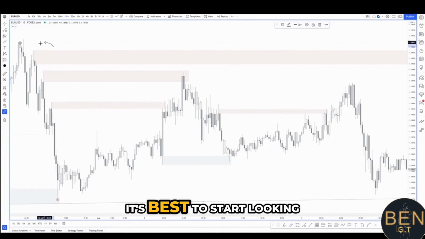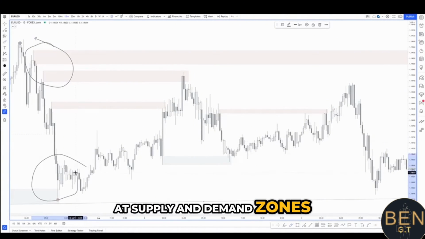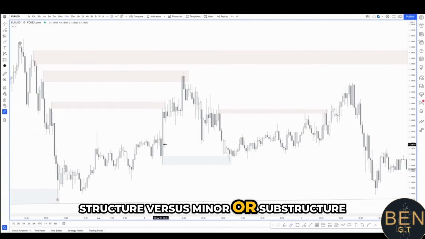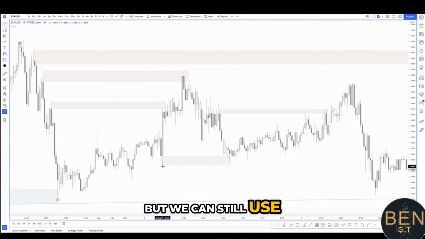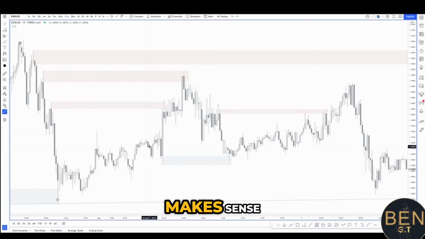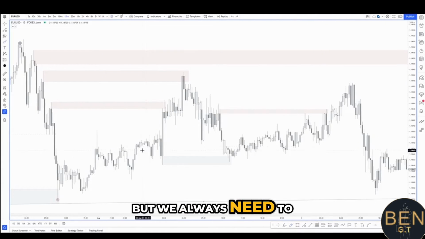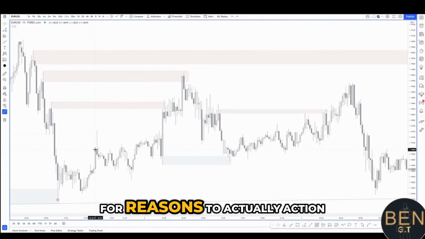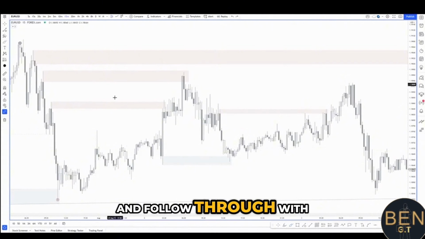Of course, it's best to start looking at supply and demand zones that are present on swing structure versus minor or substructure, but we can still use them if the overall narrative and trade idea that we're developing makes sense. But we always need to run it through: is it being created for liquidity, or is it being created for reasons to actually action and follow through with?